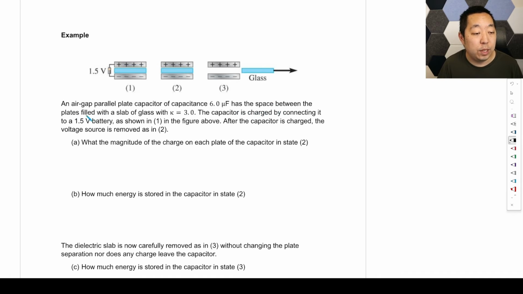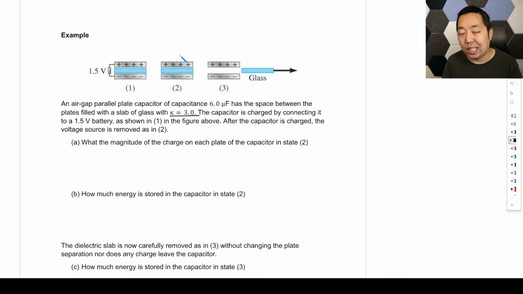The capacitor has a space between the plates filled with a slab of glass with a dielectric constant of 3. The capacitor is charged by connecting to a 1.5 volt battery as shown. After the capacitor is charged, the voltage source is removed, as in 2. So we're going to charge it, we're going to remove it, and we want to know the magnitude of the charge here.